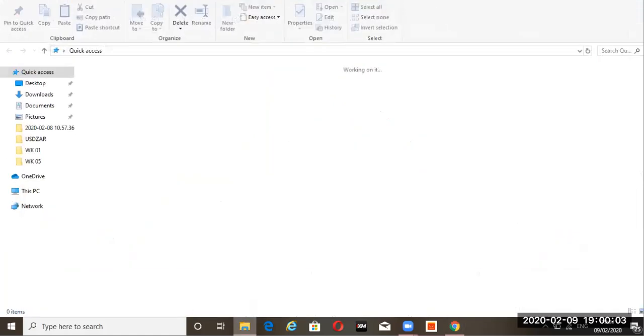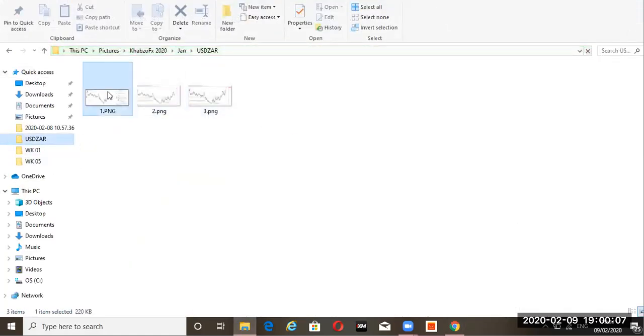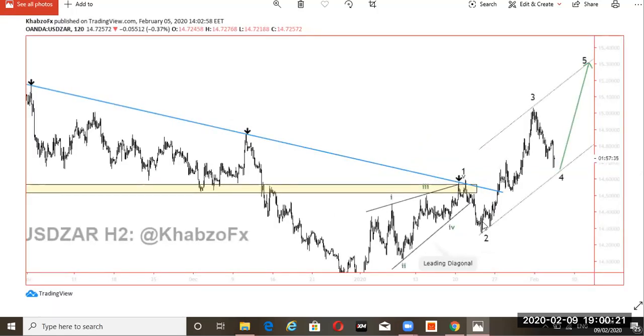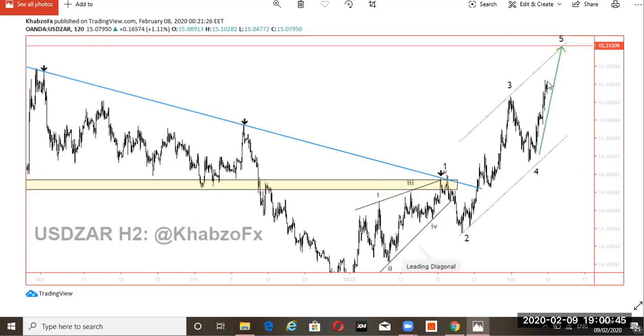This is a setup I shared, I think two weeks back. I said it's gonna drop and it's gonna give us wave three, and exactly, it gave us wave three and wave four. Just take this parallel line and place it here, or apply your Fib tool, take 61.8 and place it on wave three, and you should be able to determine the end of wave five. Right now, when the market closed on Friday, it was right here. So we're expecting it to come to this level, then we'll decide what's gonna happen here.